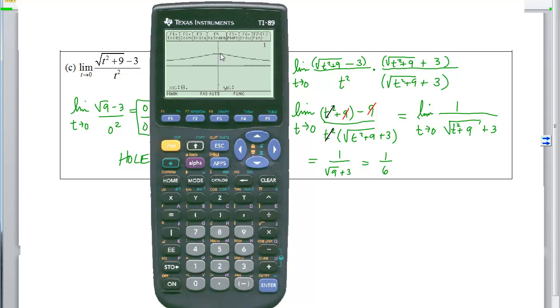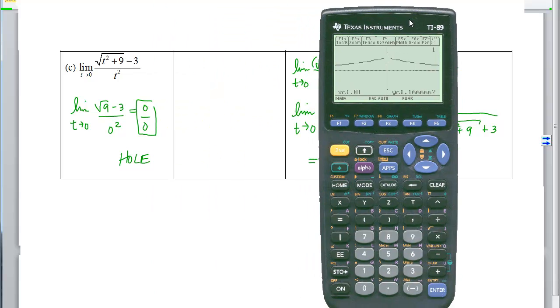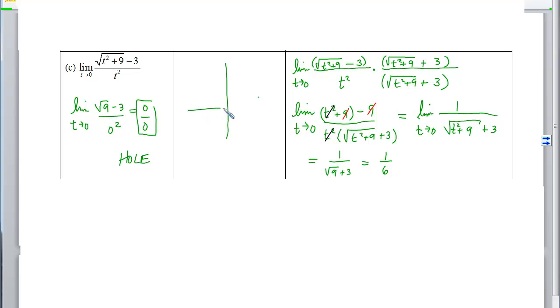Now if we trace to the left and right of 0, we should see that 1/6 coming out. So here I'm still on trace. Let's go to -0.01, and we can see that 1/6 coming up right here. We could also go from the right and see the same 1/6. So over here we can draw the picture in our notes to verify that our picture looks something like this with a hole, and the y-coordinate of that hole is 1/6 when the x-coordinate is 0.